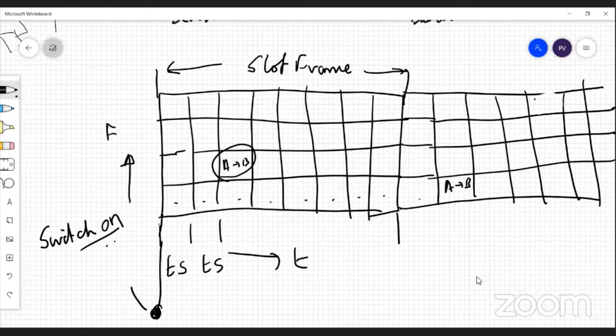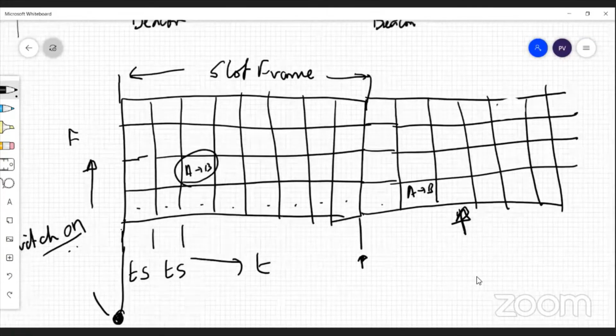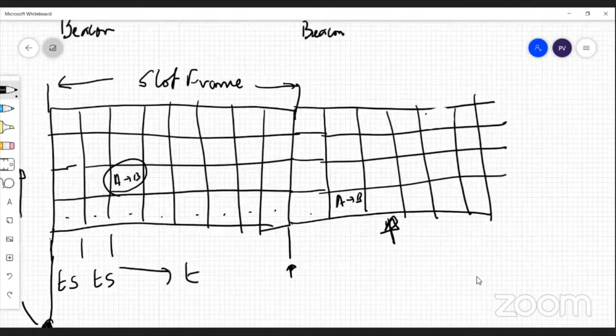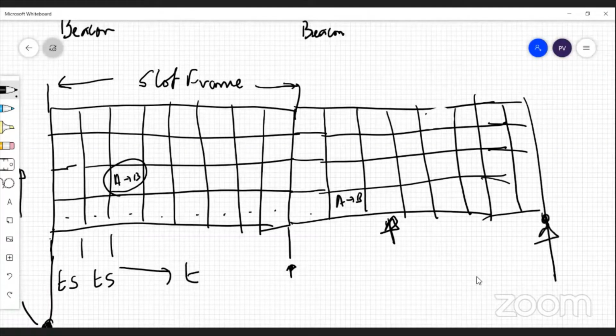Let's say a new node wanted to join here, just as an example. It cannot obviously join here because the beacon comes here. So it has switched on here, but unfortunately it can't do anything here. It has to listen for a beacon, right? Enhanced beacon, which contains all the information. So this guy will wait till this long, and he comes up and gets this beacon.